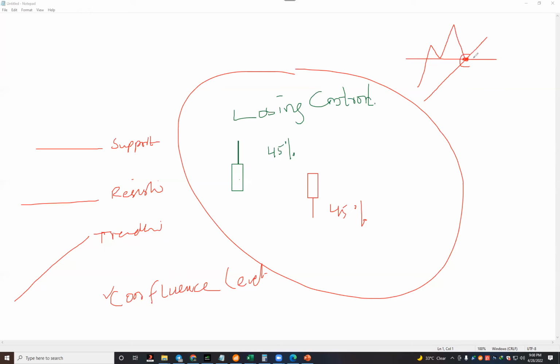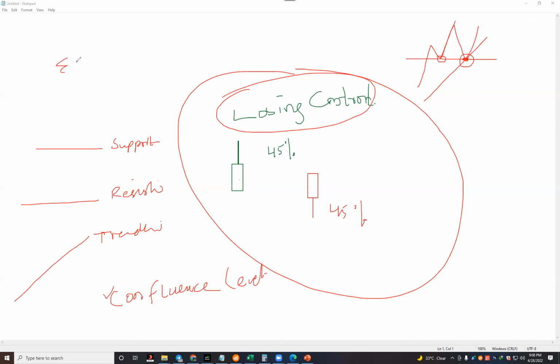Price is moving up. At this point, the market will lose control, right? Yes. Who loses the control? Sellers lose the control, buyers take the control. Price is moving down. Who loses the control? Sellers. Who gets the control? Buyers.